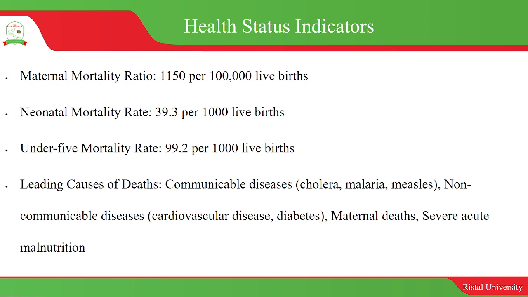And then under 5 mortality rates of 99.2 per 1,000 live births. These are estimates. We have a big burden of communicable diseases, but we also have non-communicable diseases affecting individuals, or they are on the rise. Okay, still the emphasis is that maternal health outcomes are not good, and children under the age of 5 are suffering from acute malnutrition.